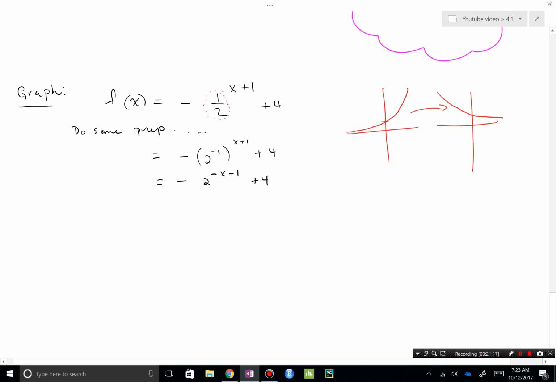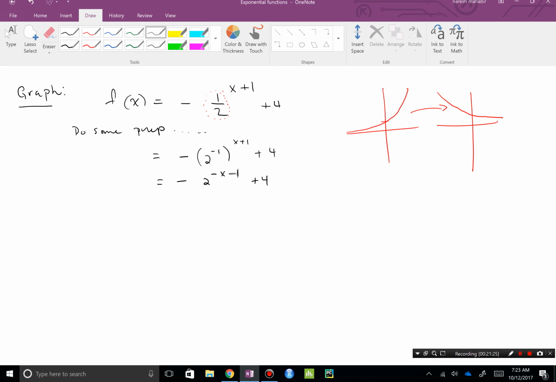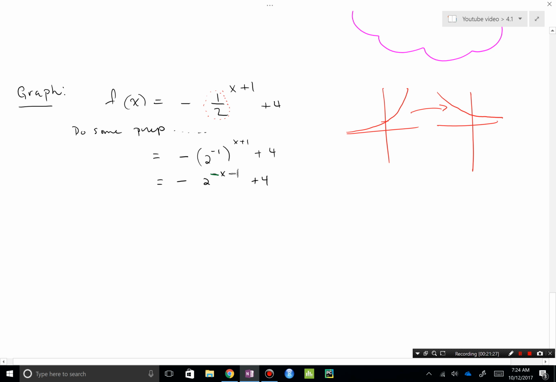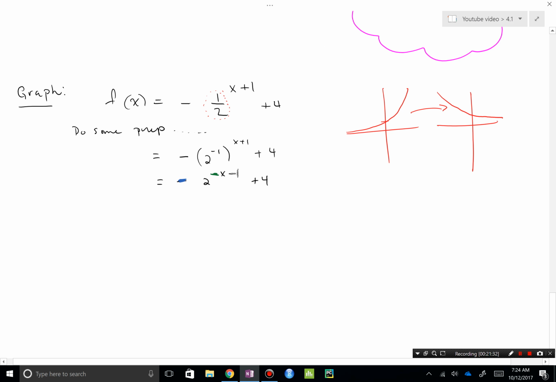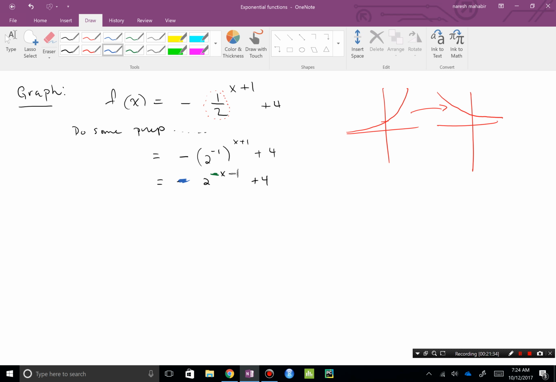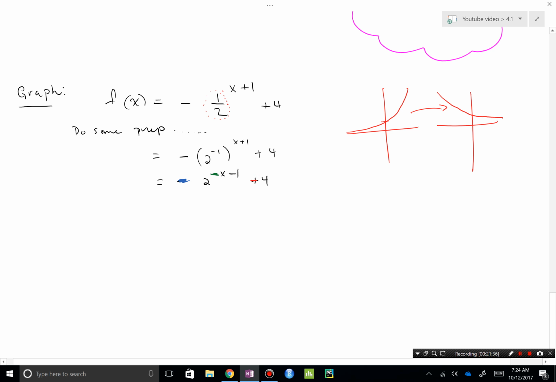Done. This means we're going to have a shift to the right, 1 unit. We're going to have a left-right flip. We're going to have an up-down flip. We're going to have a shift up 4 units. That's simple. And all you got to do is run through it. So this is actually a great stopping point. Use the last example, and I want you to graph this one. We'll talk about it later on at the beginning of the next video.